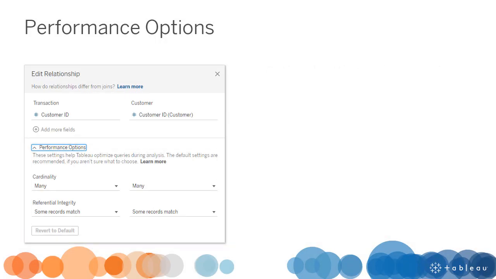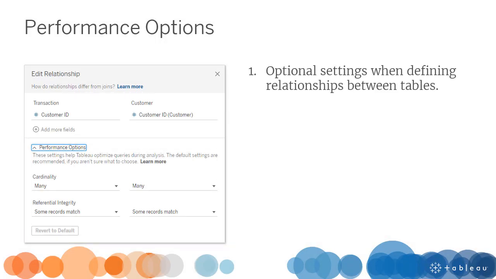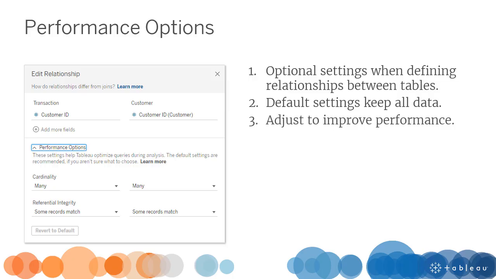Performance options are optional settings we can specify when defining relationships between tables. The default settings ensure that no data goes missing in our visualizations. We can adjust the settings to improve performance. We define the settings based on our data model diagram and our business rules.